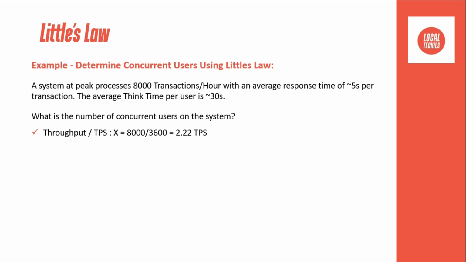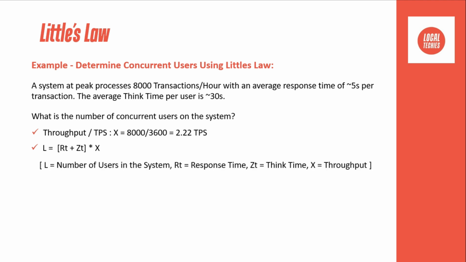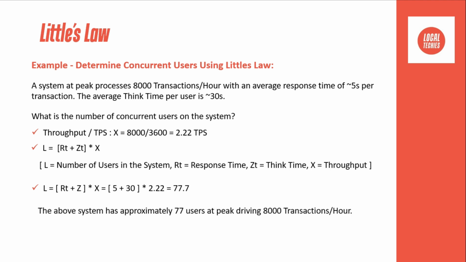Now we know Little's law formula is L = (RT + ZT) × X. Here I am taking L as the number of users in the system, RT is my response time, ZT will be my think time, whereas X is nothing but my throughput, or my transactions per second. Now applying this equation, I get 77 users, which means the above system has approximately 77 users at peak driving 8,000 transactions per hour. So this is one simple application of Little's law.